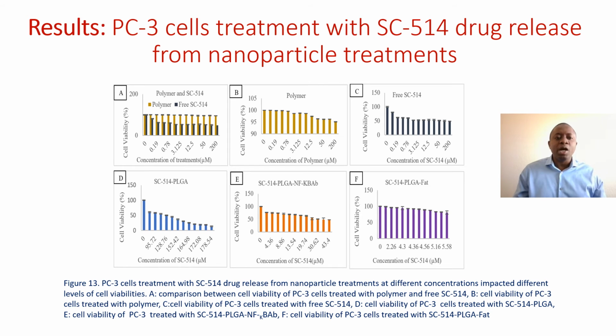We performed a similar MTT assay analysis on the PC3 prostate cancer cells. The result from this MTT assay indicated that PC3 cells were more impacted by the treatment, especially in figure D with the SC514 PLGA formulation, compared to what we have in cord blood cells. In PC3, we have the Warburg effect, which makes PC3 more predisposed to treatment of this type of drug compared to what you have in cord blood cells, which are typical normal cells of the body.